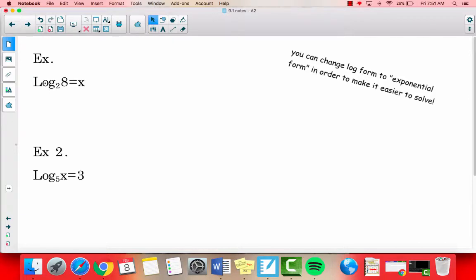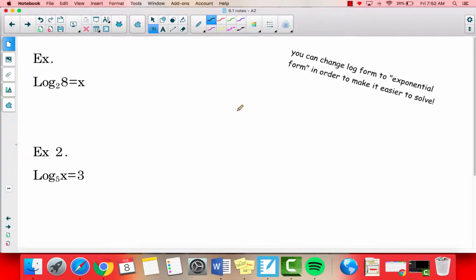So it says here in example 1, log base 2 of 8 equals x. Now I want to make sure you understand one thing. This little 2 here is a subscript, so it's tiny and it's lower than the log and the 8. This is not 2 to the 8th, so the 8 is not an exponent, so keep that in mind. The log, the 8, and the x are all in the same row. The 2 is just below everything else. Okay, so log base 2 of 8 equals x.